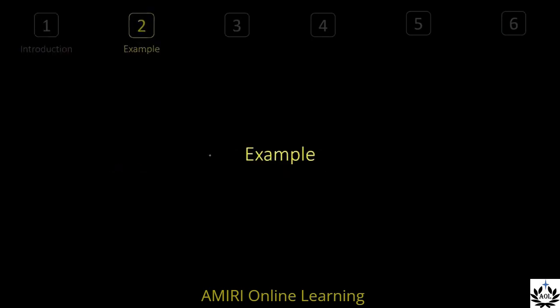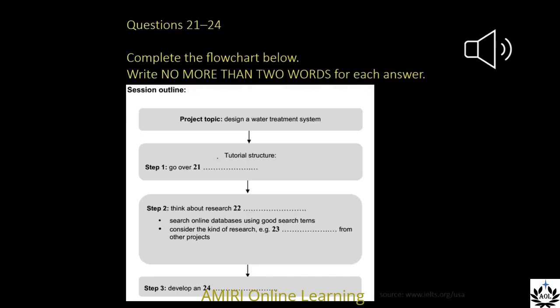All right. Now let's see an example to get a better idea of what I just described initially, or tried to describe. Now look at this. See this, there's something called the diagram or title of the flowchart, that is session outline. The first step itself talks about project topic. Then we have tutorial structure. You see there's a sequence being maintained, and this is what we call a flowchart. I'm going to play the audio, and your task is to find the answers to numbers 21, 22, 23, and 24. All right, get ready. Good luck.